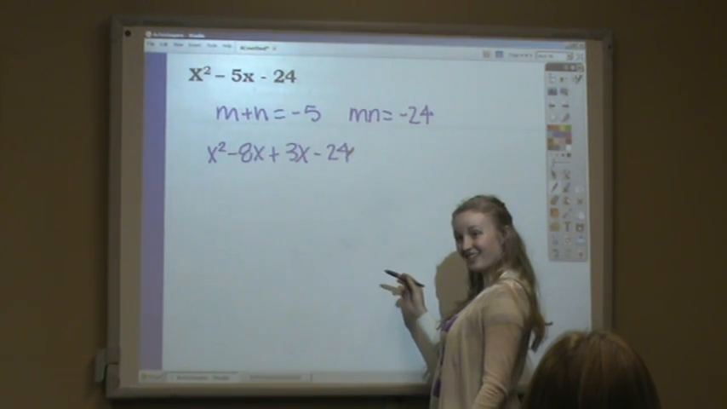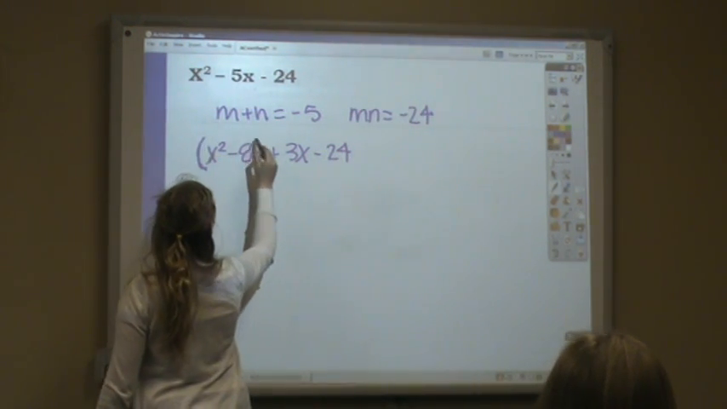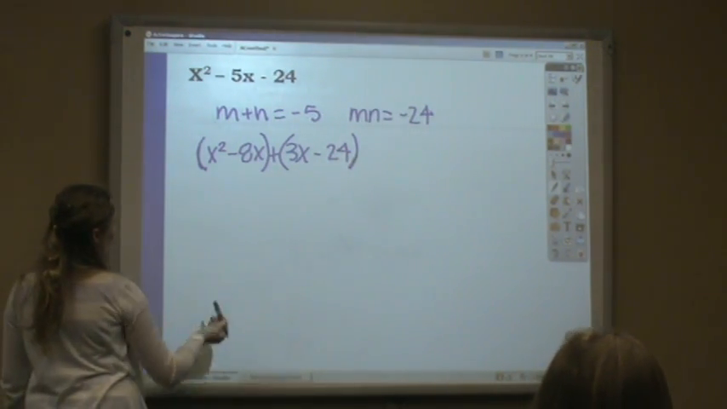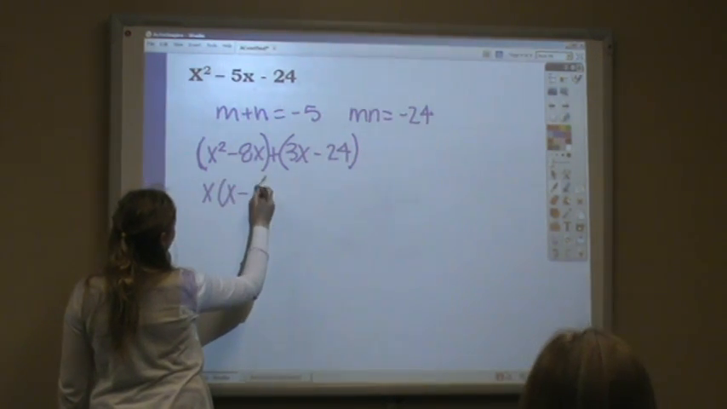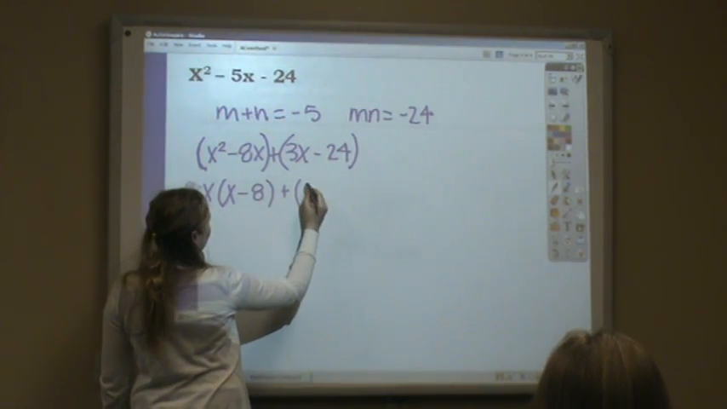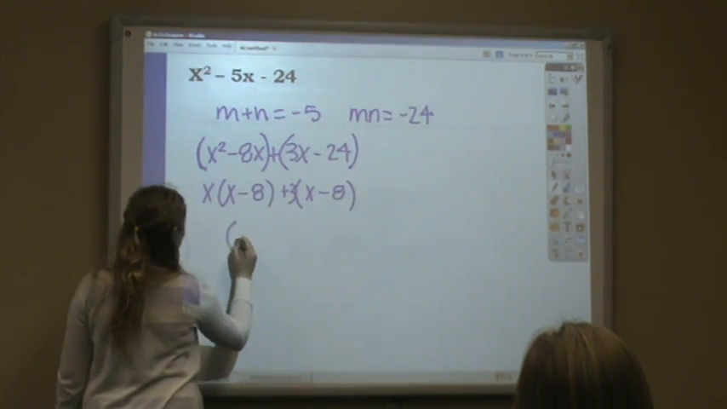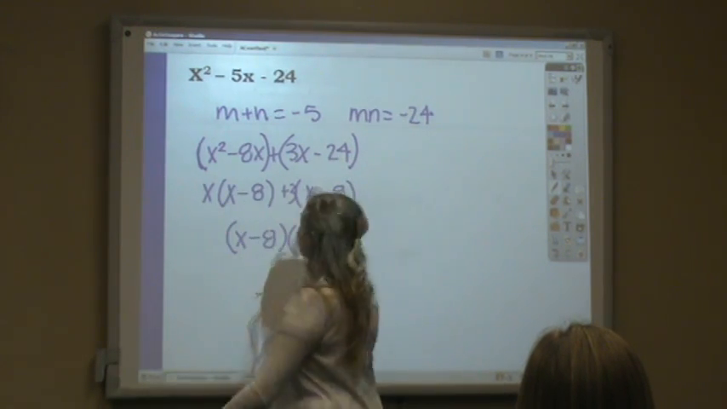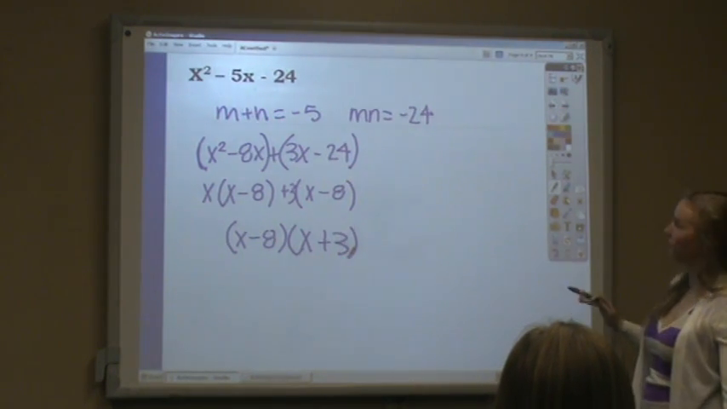And then what next? Put parentheses around x squared minus 8x and around 3x minus 24. Out of the first one, take out an x, and then x minus 8. Plus, and then you gotta take out a 3, minus 8. So it still works for a trinomial with a coefficient of 1.